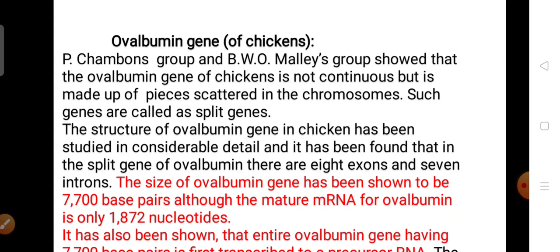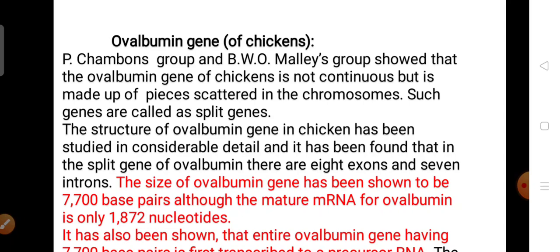That means if you pair the mature mRNA of the ovalbumin gene with the ovalbumin gene, you will find there will be 7 loops. What are the 7 loops? Those are the introns, which do not participate in protein synthesis. The structure of the ovalbumin gene in chicken has been studied in detail, and it was found that it is a split gene, and it has 8 exons and 7 introns.